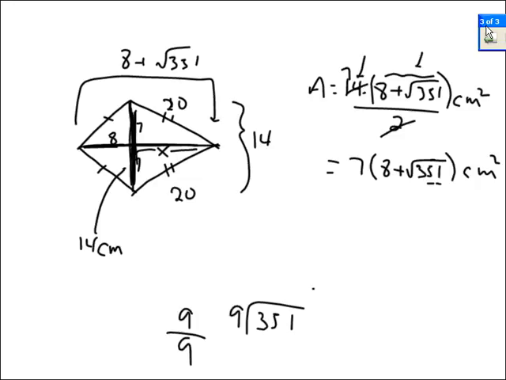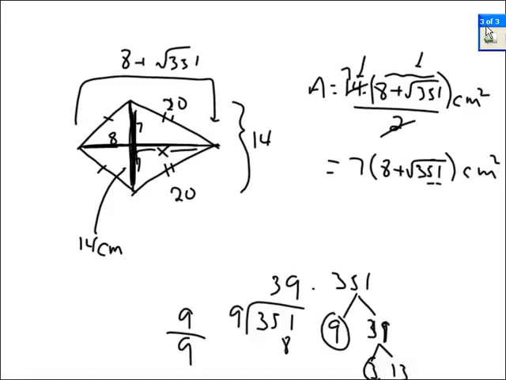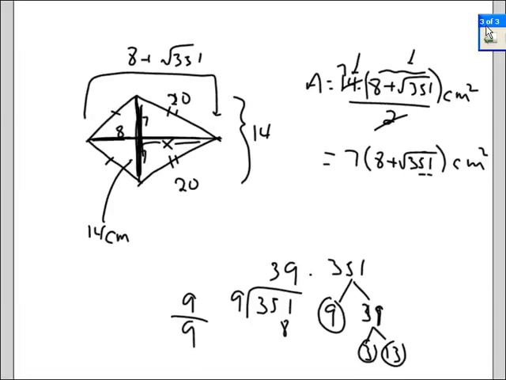9 times 4, 9 times 3 is 27. From 35 leaves 8. And 9 into 81 goes 9 times. So now I know 351 is 9 times 39. And I know the square root of 9. But 39 just breaks down to 3 times 13. There's no perfect squares there.